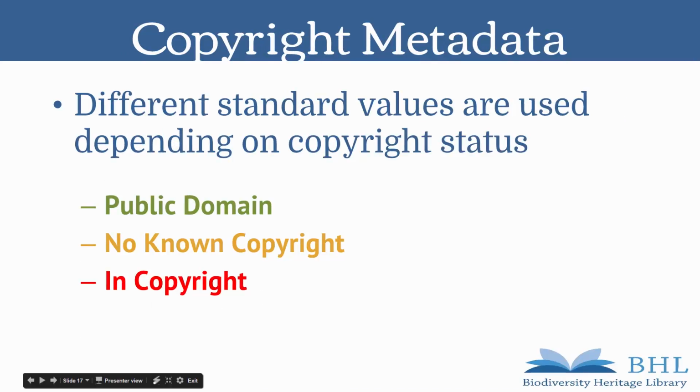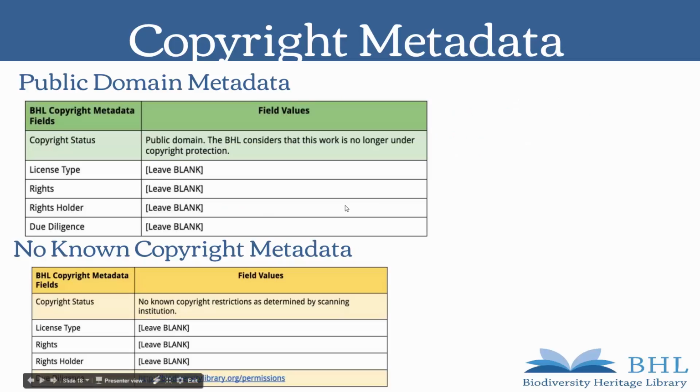There are 3 different values to choose between for copyright status. They are public domain, no known copyright, and in copyright. For books or volumes where the copyright status is public domain, you only need to worry about the copyright status field. For books or volumes where the copyright status is no known copyright, you need to address 2 fields, the copyright status and due diligence fields. The due diligence field points to a page on our public wiki with more information about these types of materials.